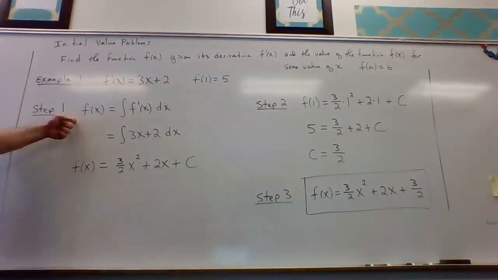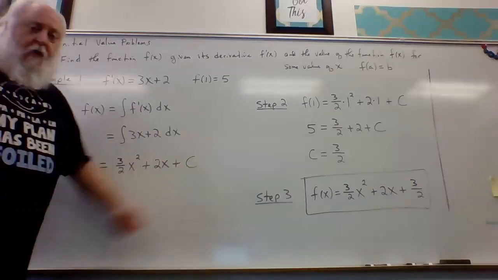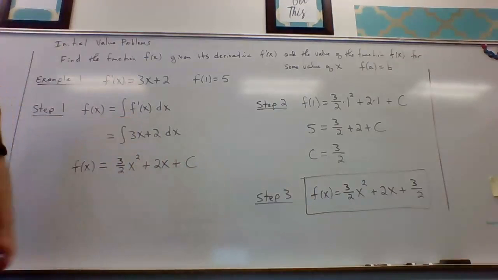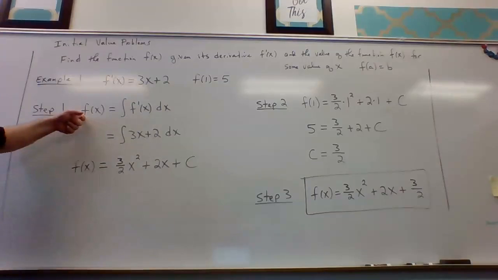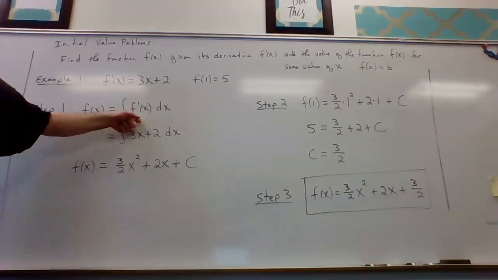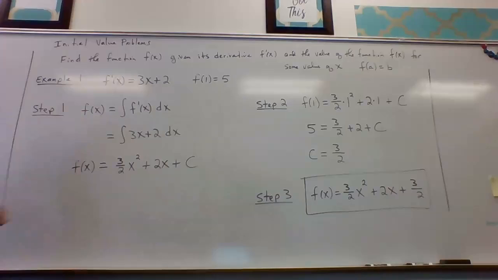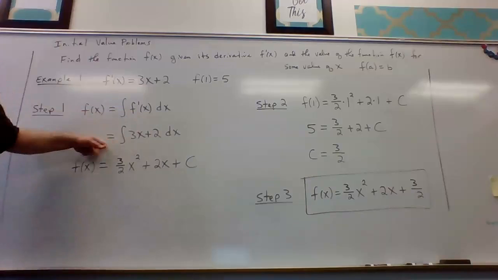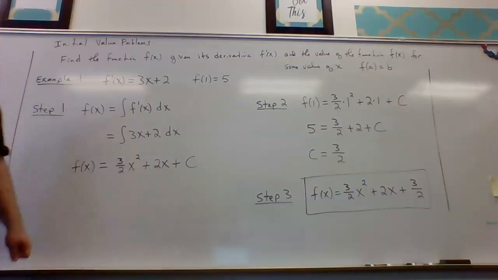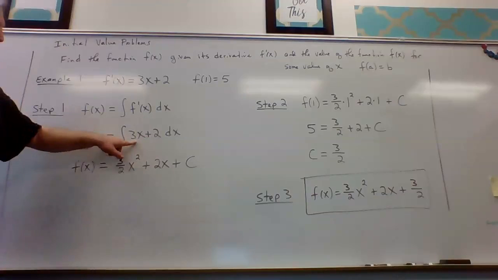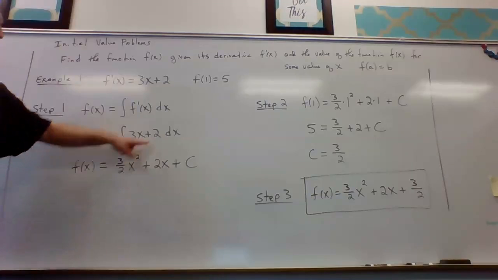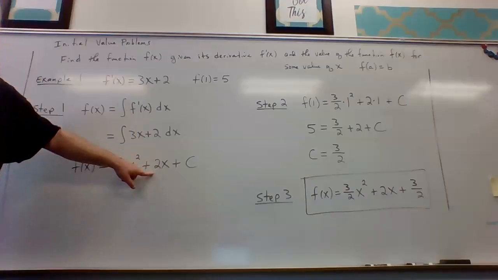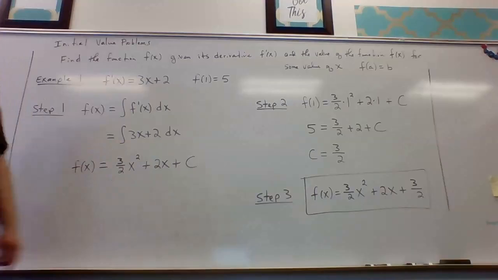The first thing you want to do, step 1, is find f of x within a constant c by anti-differentiating f prime of x. F prime of x is the derivative of f of x, so the antiderivative of f prime of x is f of x. Since f prime of x is 3x plus 2, we take the antiderivative of 3x plus 2. The antiderivative of 3x is 3 halves x squared, the antiderivative of 2 is 2x, and then we add the unknown constant c.